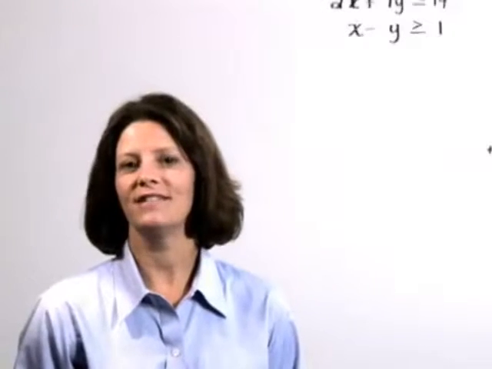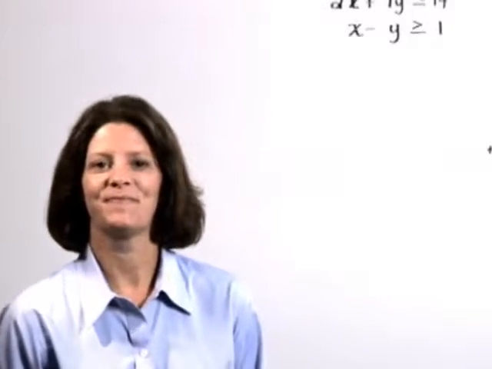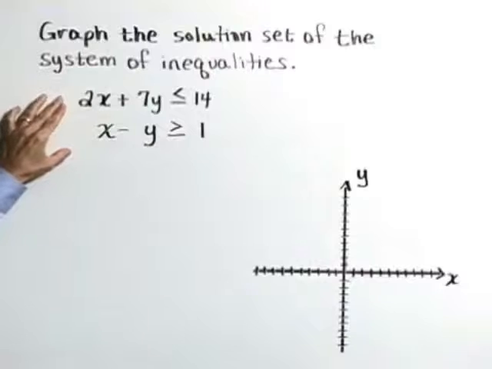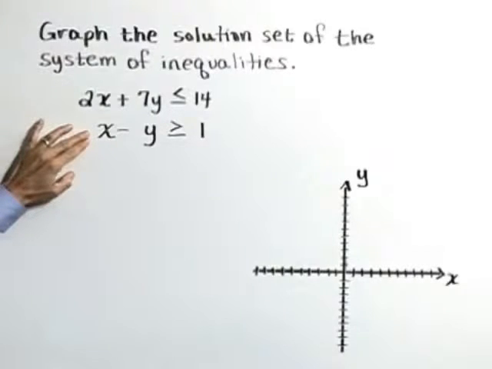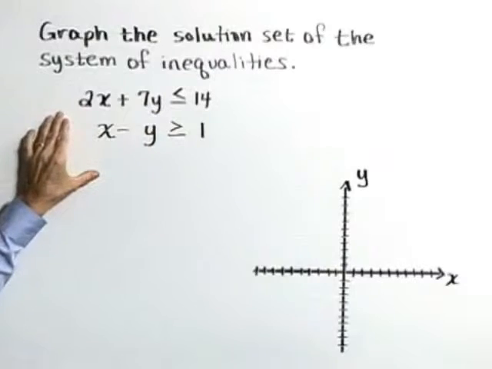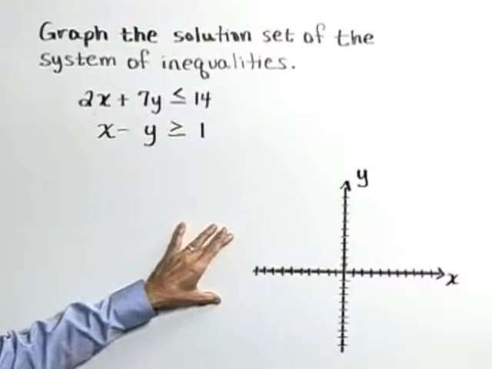Graph the solution set of the system of inequalities. Our inequalities are 2x plus 7y is less than or equal to 14, and x minus y is greater than or equal to 1. So our solution to this system is going to be a region in our xy plane.